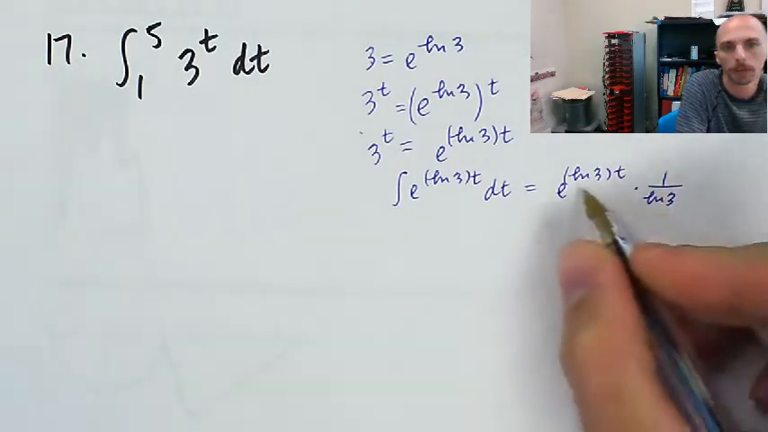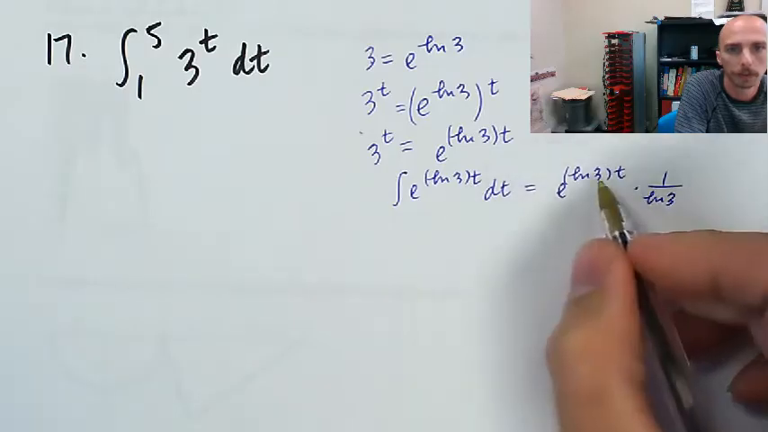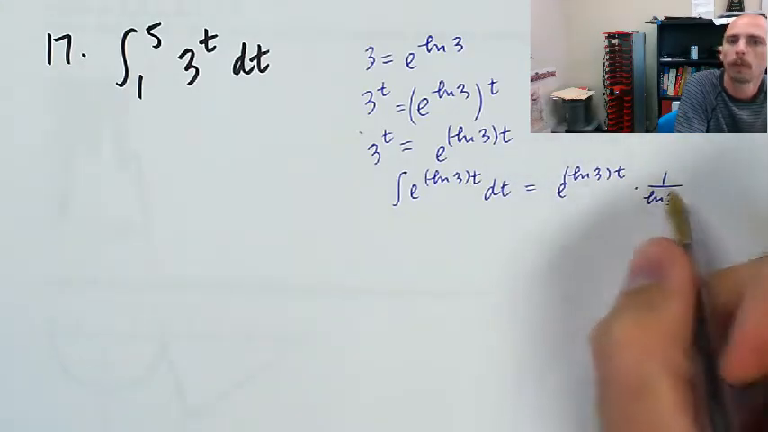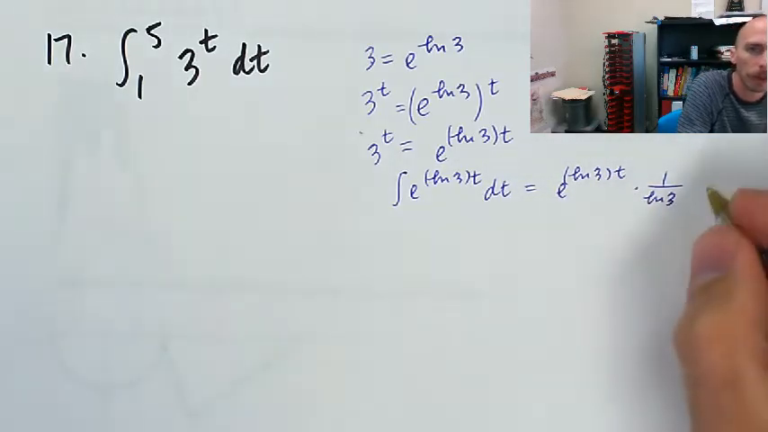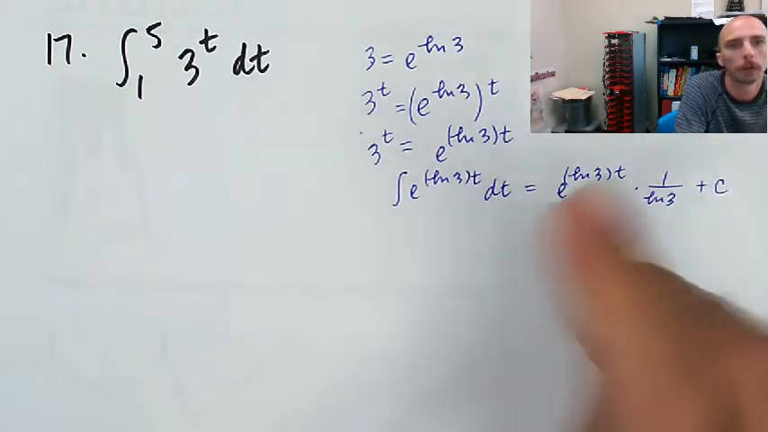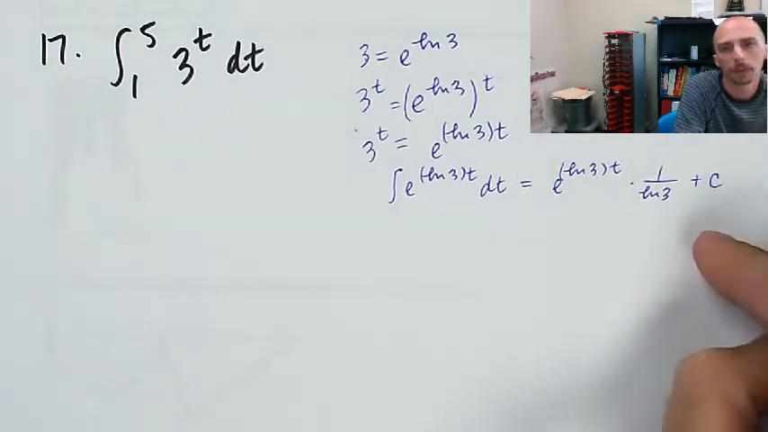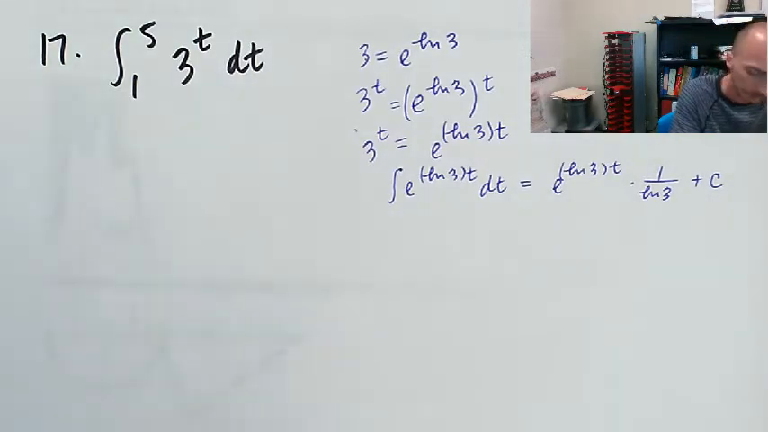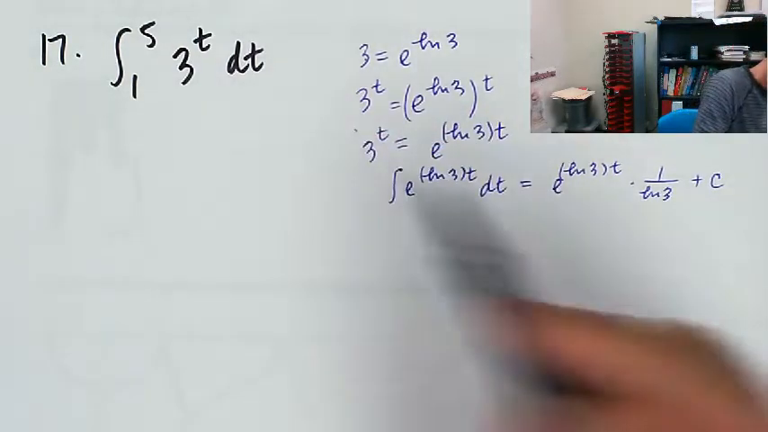So log 3 is just a number, kind of like the 5 in e to the 5t, or the 2 in e to the 2t. We're going to divide by it to prepare for the chain rule, and then it plus any constant. But I know that when I'm running a definite integral, I don't need to worry about the plus c, because it would subtract away from itself whatever the value of c was. We just assume c is 0.